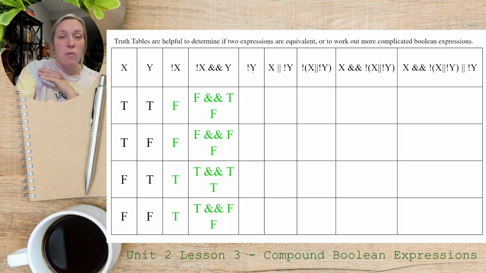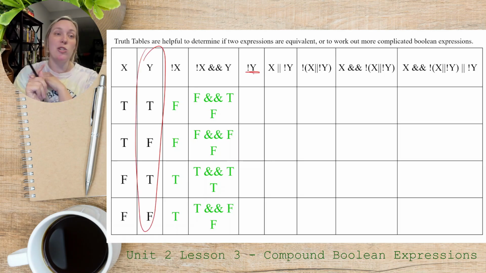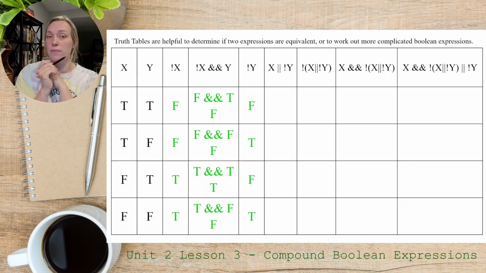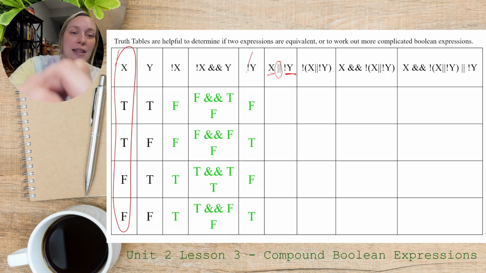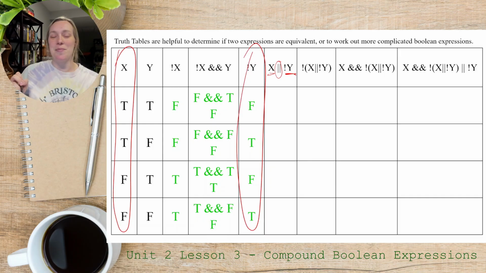Now let's look at not Y. Not Y is just taking this and switching the logic. So we get false, true, true. Now when I'm comparing X or not Y, I'm going to use my comparison operator here, or, and I'm going to use this column and this column right here. Had to look at the columns.